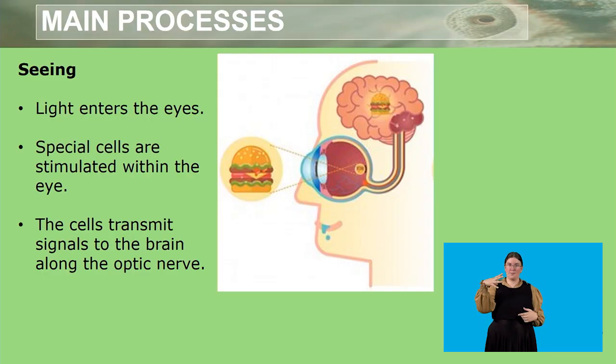Then cells are stimulated within the eye, and these cells tell the brain that I am seeing a burger in front of me, and most likely your brain will respond and say you can eat that burger since it is appetizing.